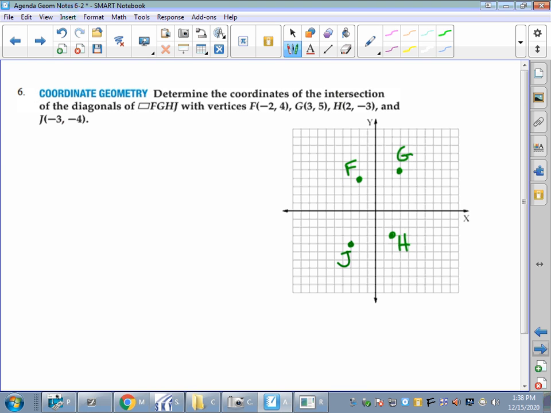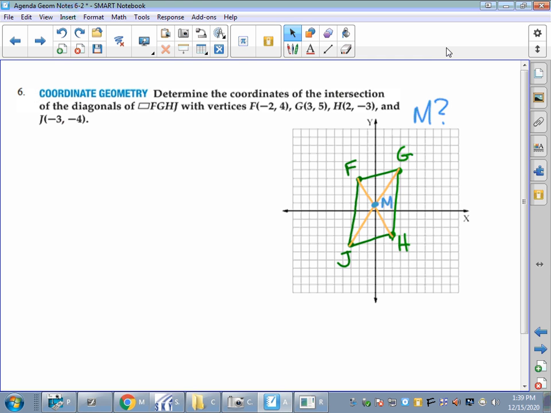I'm going to draw this guy in as best I can. My drawing skills are not always so good. Now I'm going to draw in my diagonals. And then I'm going to label this point right here P, just for the lack of anything to call it. M maybe would be a better letter. I'll call it M. Determine the coordinates of the intersection. So I want to know where is M.